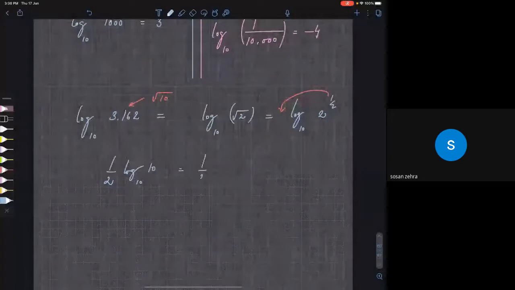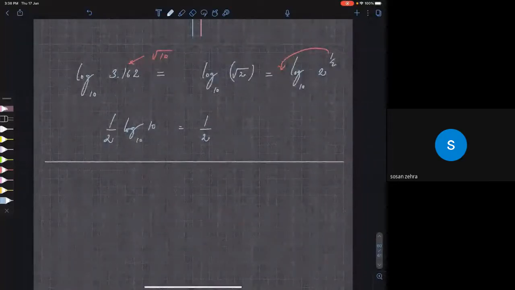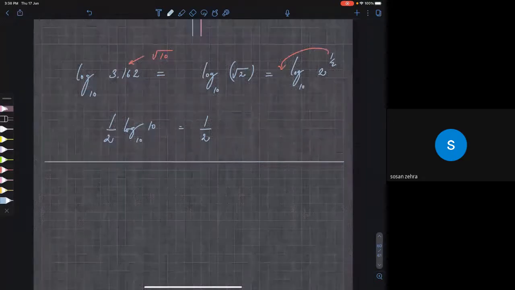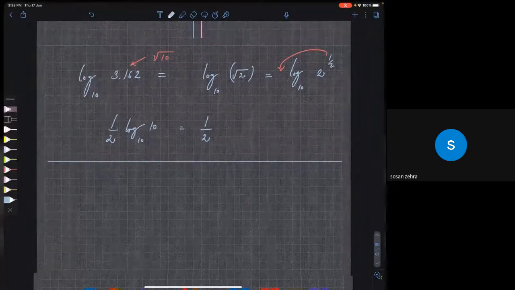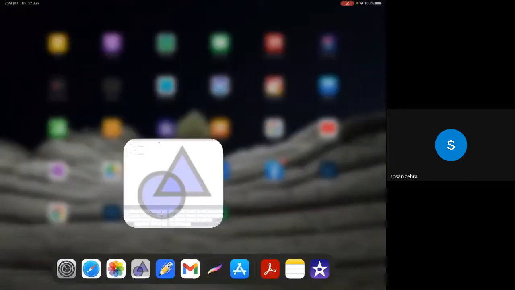Are you getting my point? So it is log of 3.162 to the base 10, which is actually the value of root 10. This 3.162 I got from taking the root of 10 here. Can you see? So if I take root of 10 here, I'm getting 3.162. So basically that is what I'm writing here. Clear?